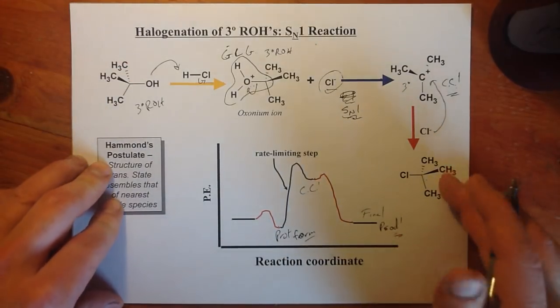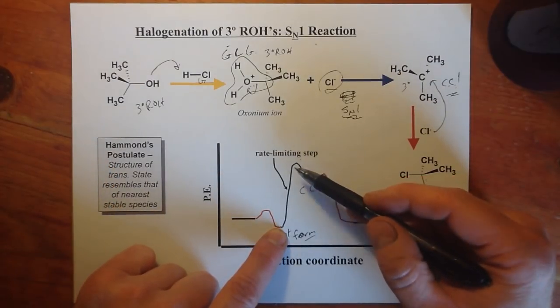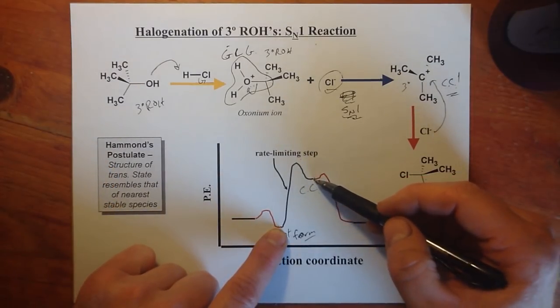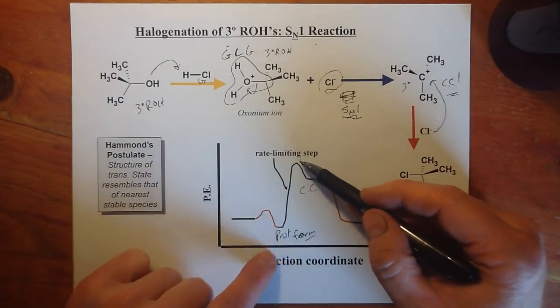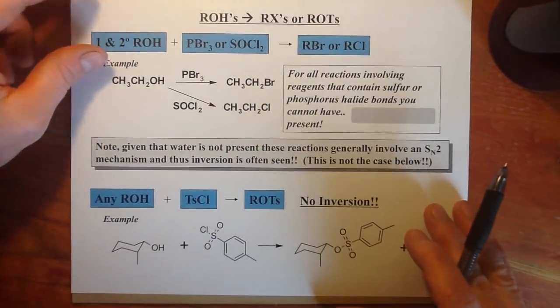Remember Hammond's postulate: whatever is going to stabilize the carbocation lowers the energy of this step, because if we stabilize the intermediate, we stabilize the transition state that's nearest that intermediate. All right, we're running out of time, and I don't want to be too long on this slide.